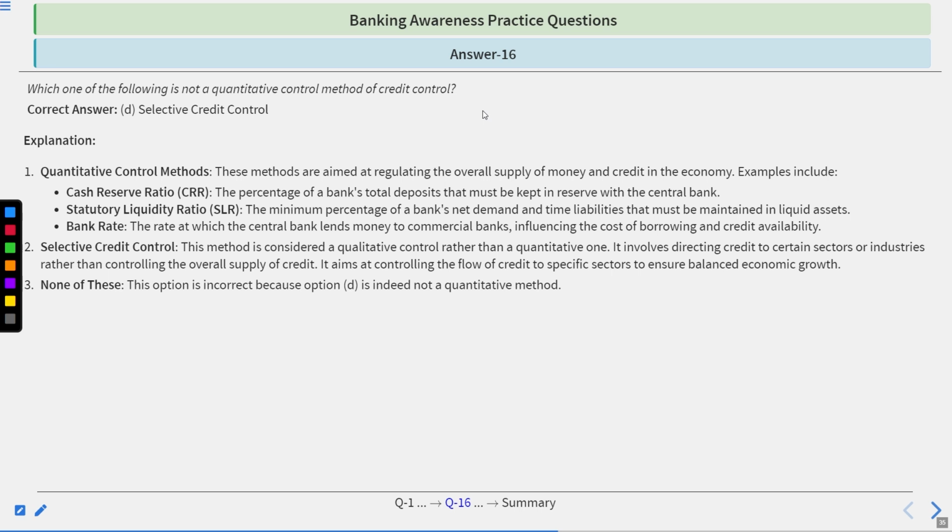Selective credit control is a method considered a qualitative control rather than a quantitative one, involving directing credit to certain sectors or industries rather than controlling the overall supply of money. It aims at controlling the flow of credit to specific sectors, ensuring balanced economic growth. None of these. This option is incorrect because option D is indeed not a quantitative method.